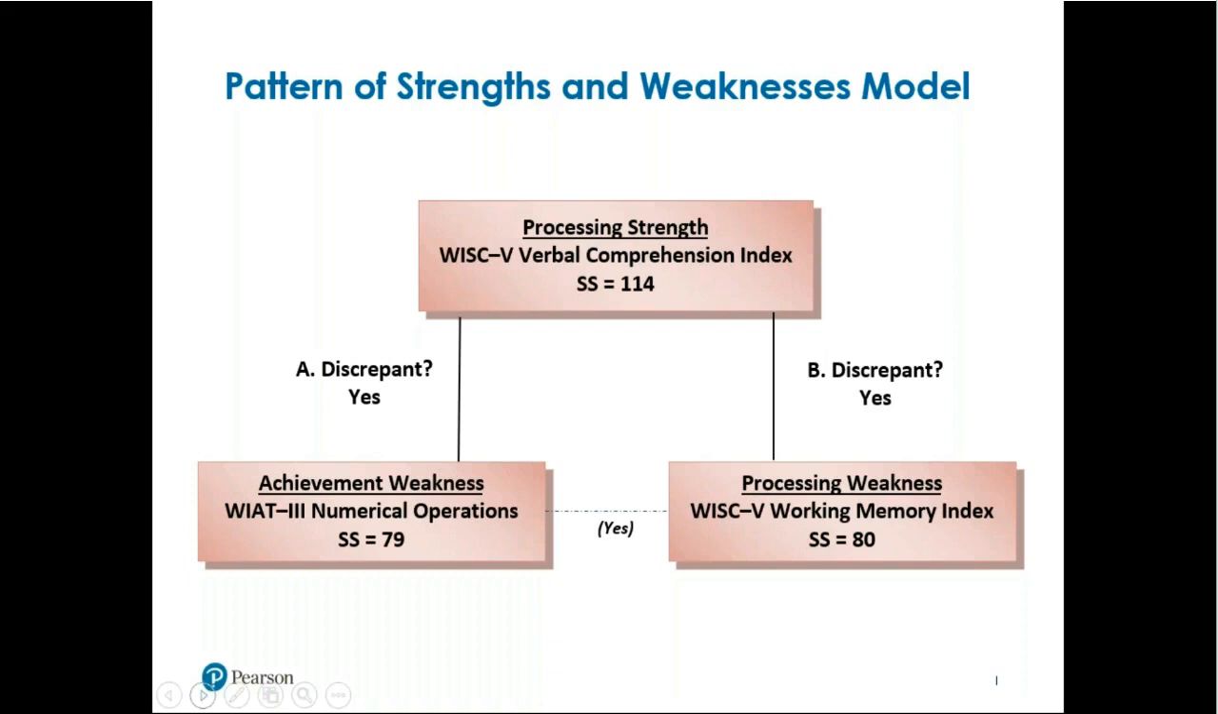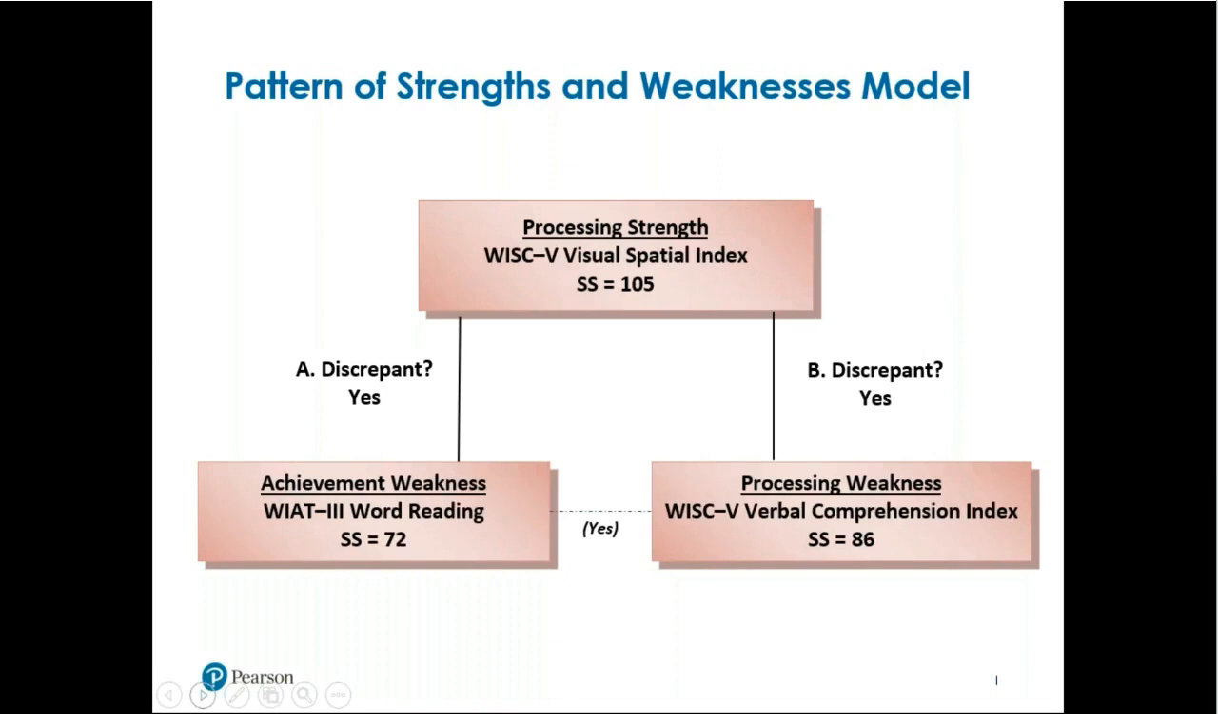Do they make sense in terms of a child who is struggling with numerical operations? Would we expect them to have poor working memory? And here the answer is yes. Whereas if I had numerical operations and as the processing weakness something more related to mathematics, then it wouldn't meet that particular criteria, although that is not essential in the comparison. But it's worthwhile doing it again, because what we're trying to do is to identify children who have SLD versus children who are underachieving for other reasons.